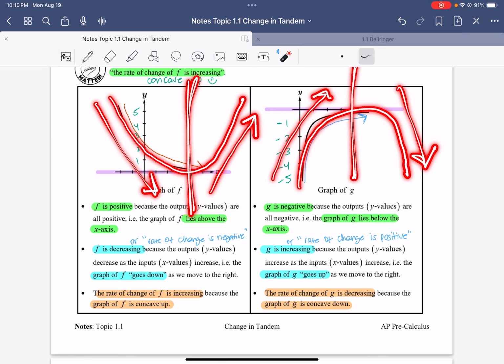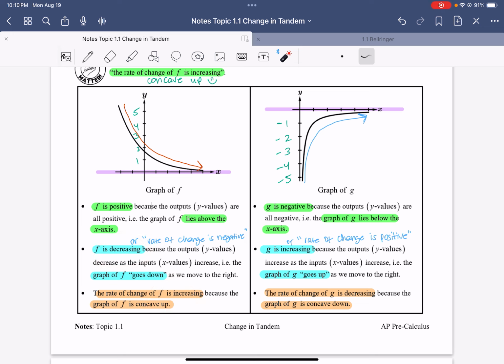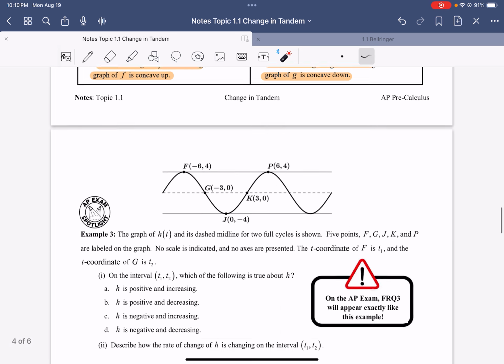So you can have things that sound like they don't make sense, but they actually do, because you're cutting that smiley face or frowny face in half to where you only see the part that has a positive slope or a negative slope. Okay, let's keep going.